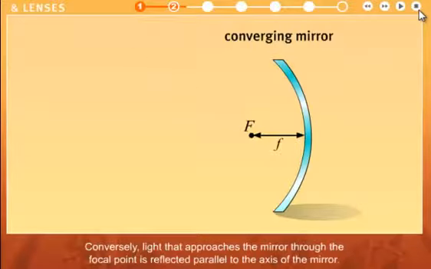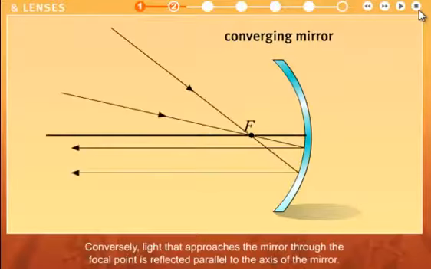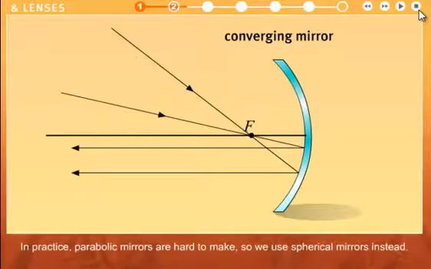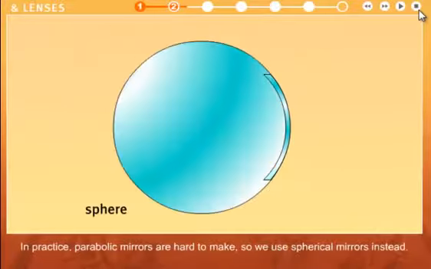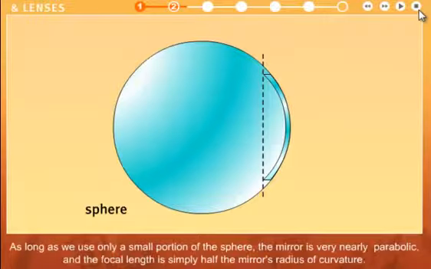Conversely, light that approaches the mirror through the focal point is reflected parallel to the axis of the mirror. In practice, parabolic mirrors are hard to make, so we use spherical mirrors instead. As long as we use only a small portion of the sphere, the mirror is very nearly parabolic, and the focal length is simply half the mirror's radius of curvature.